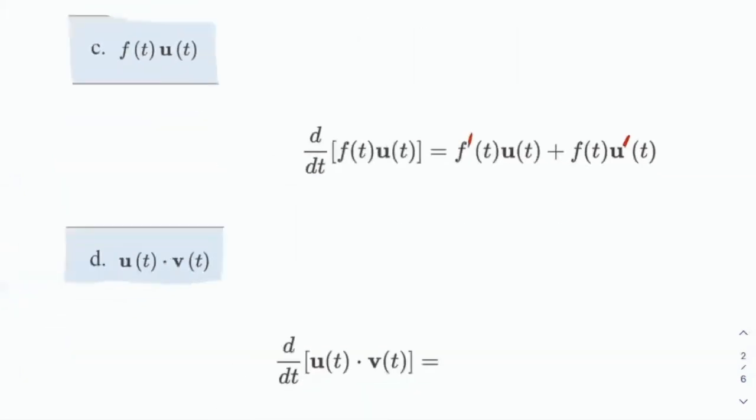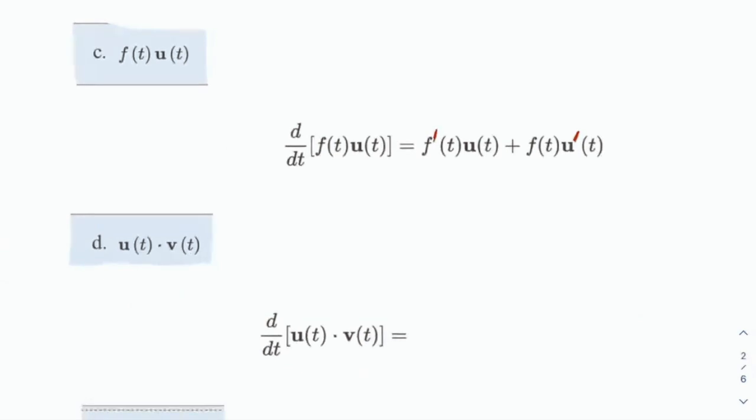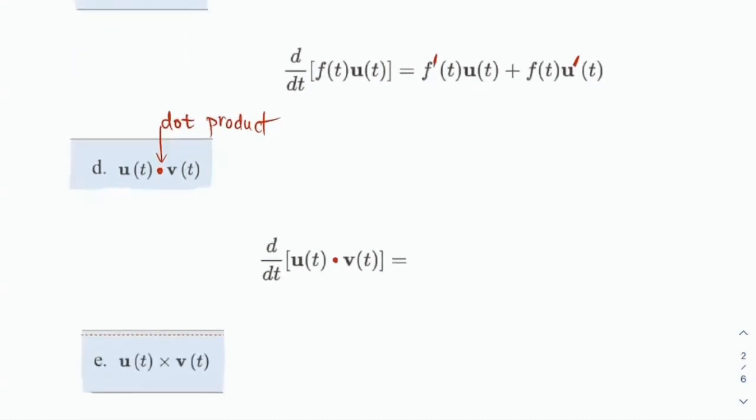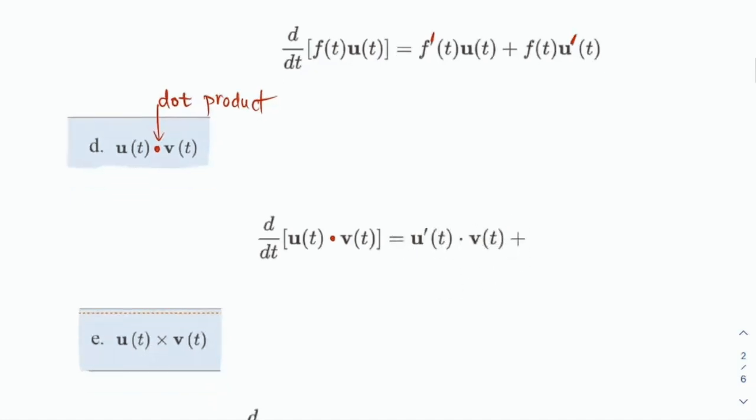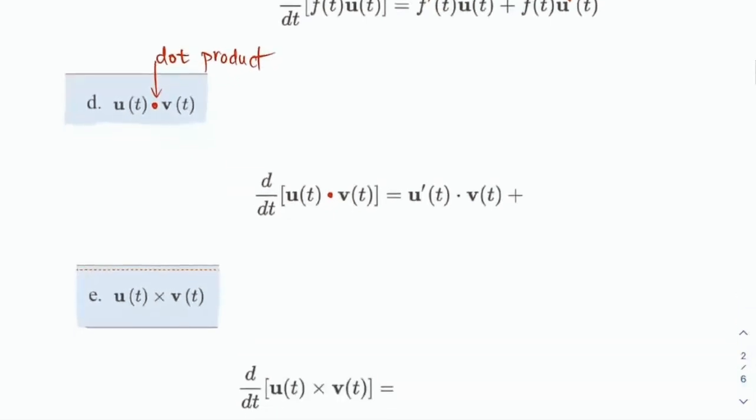The next one here is actually the dot product. It's not the multiplication. However, the result when you differentiate the dot product of these two vector functions is kind of similar to the product rule. Tell me what should I put on the right hand side here? Very similar. It's going to be, take the derivative of the first and then dot it with v of t, and then adding, what's the next one? Take a guess. u of t dotted with v prime of t. So it's a dot product over here.